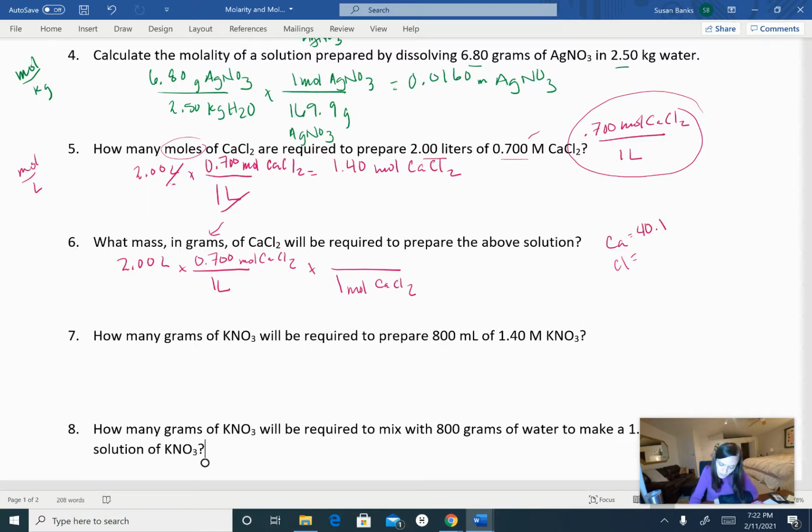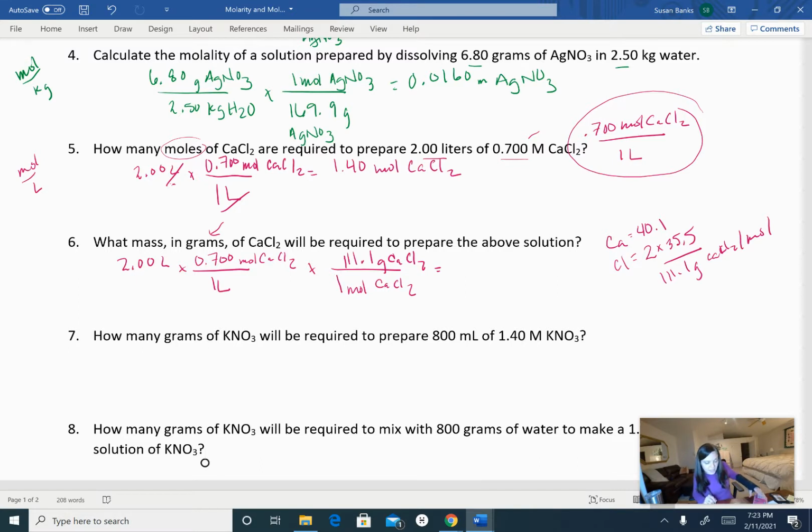40.1, and I've got 2 chlorines, so I'm going to need to multiply it by 2, so 35.5. So when I add up my mass of calcium chloride, I have 111.1 grams of calcium chloride per mole. Okay, so I already have the mole per mole here. I just need to put the mass. 111 grams of calcium chloride.